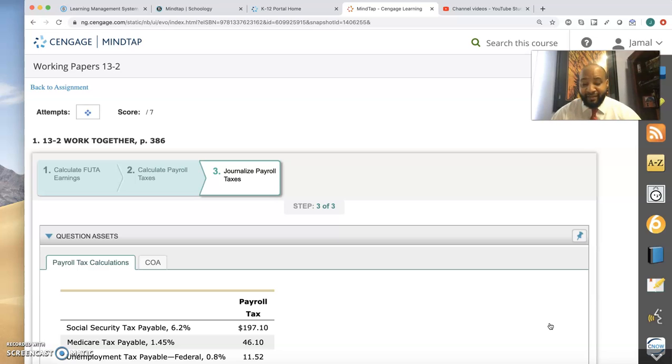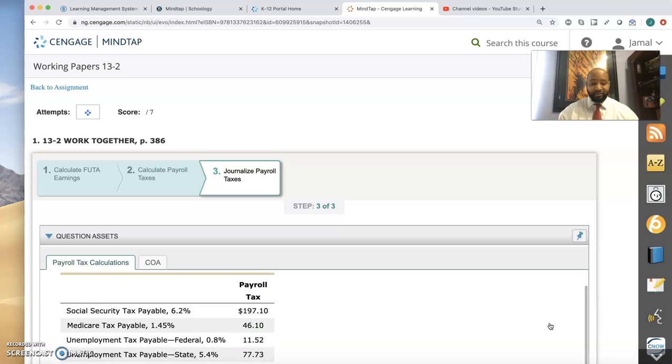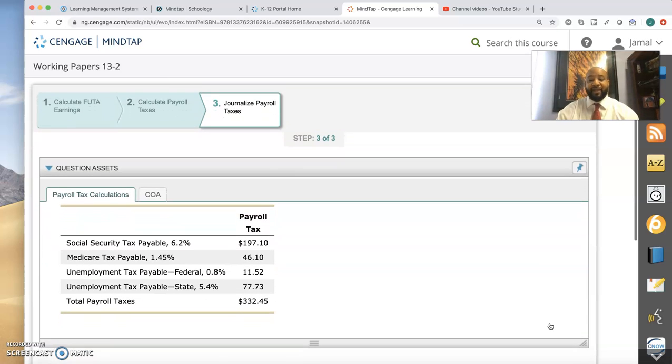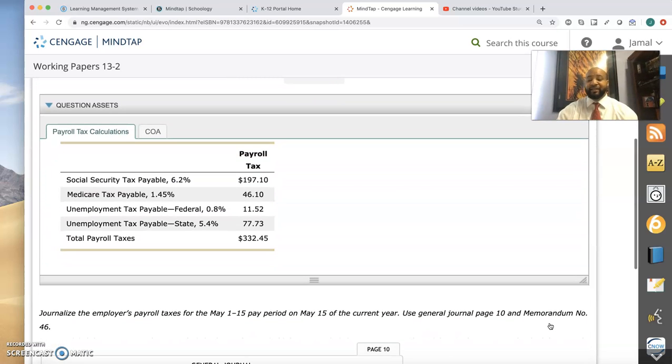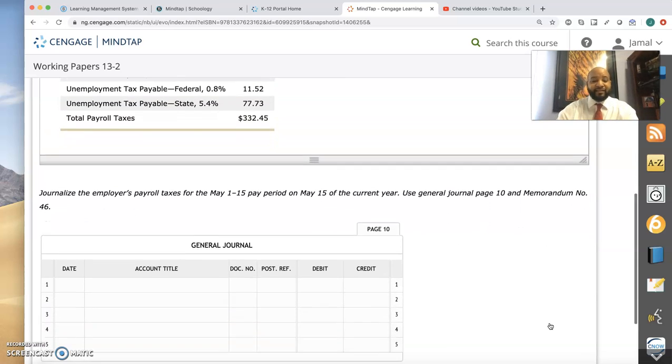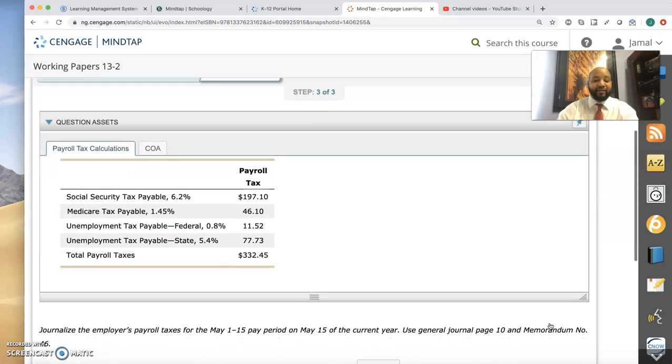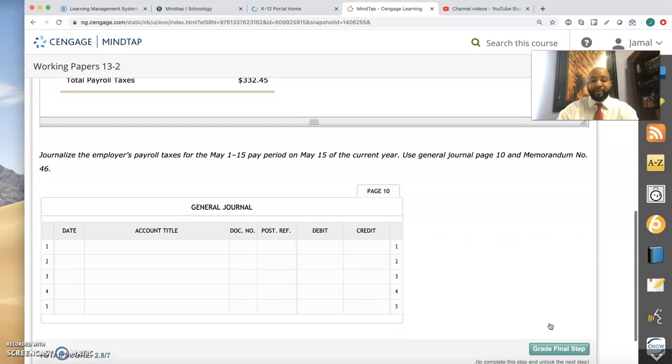The final step, once we've realized our payroll taxes, again, Social Security tax, Medicare tax, and both unemployment taxes. So now we have to journalize these. And this is different than our payroll, which is something else we had just journalized previously. So our payroll taxes, let's go down to the bottom. First, we got to find our date. Journalize the employee's payroll tax from May 1st to May 15th of the current year. Use General Journal, page 10.